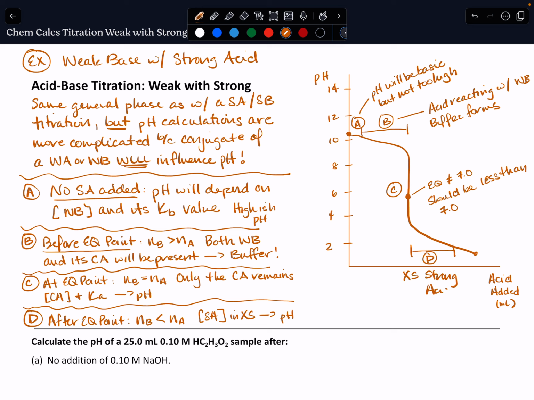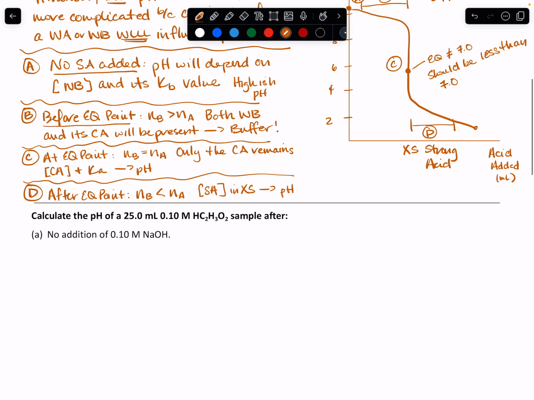Okay, so those are the 4 phases. That's what it should look like in general. You see that the general shape is the same as a strong with a strong. It's just the starting point and the equivalence point are going to be in different spots. All right, so let's try these 4 phases.